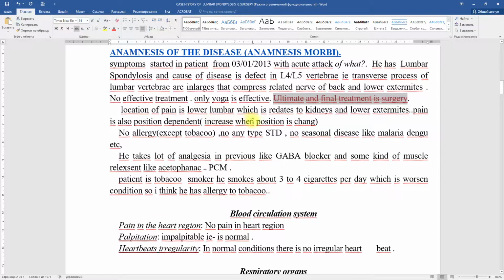Location of pain is lower. Say where the pain is located exactly.